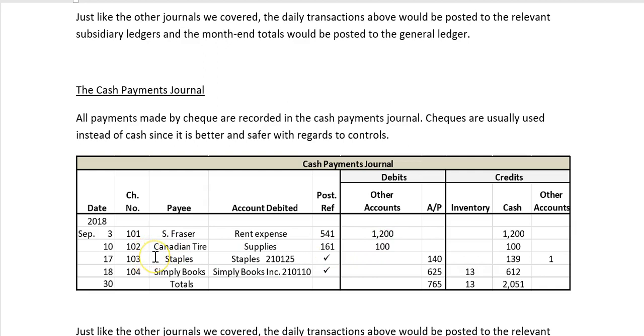Moving down to the next line, we have Staples. This is our debt being paid off. So the 140 that we owed goes away, and we pay with 139 cash. The $1 discount is for paying early. So that ends up coming out of the supplies that we bought from Staples. Simply Books, same deal. This time we paid for our inventory. So the 625 debt owed goes away. 13 comes out of inventory. 612 comes out of cash. At the bottom we have our totals again.